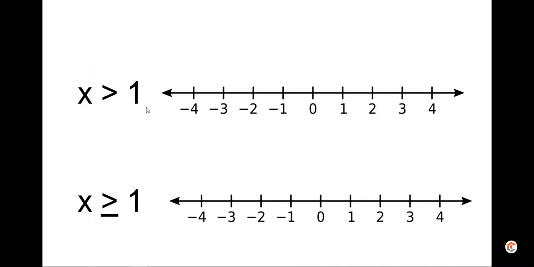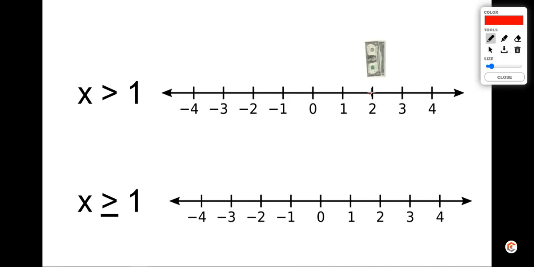Let's take a look at how we're going to graph these two values and the difference between greater than and greater than or equal to. Okay? So let's say that you have greater than $1, okay? Could you have $2? Sure you could. If you have greater than $1, could you have $2 and $3.50? Sure could. Could you have $5? Sure.